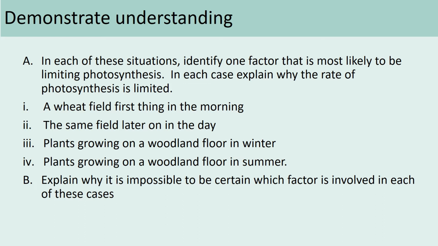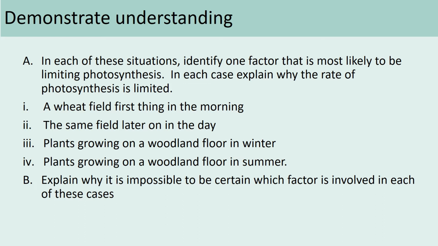A wheat field first thing in the morning. Now you could put two different factors on that. You might say light intensity, or you can say temperature. I imagine most of you are thinking light intensity. So light intensity would be the limiting factor of photosynthesis there, because it's early morning, so there is less light. If you went for temperature, that is also a good answer, because in the mornings the temperature is lower, so the rate of photosynthesis will be lower.